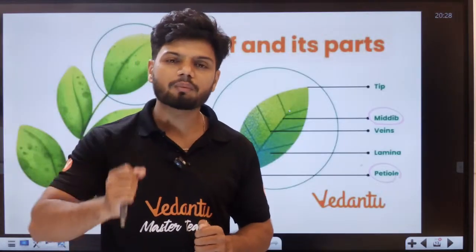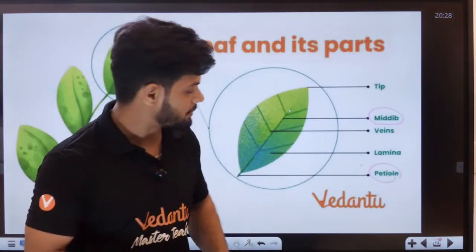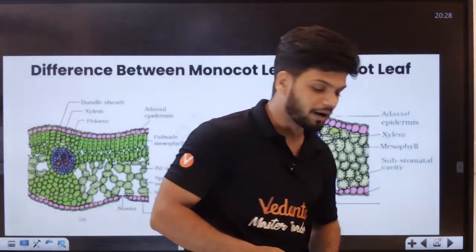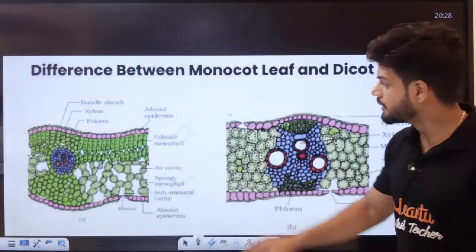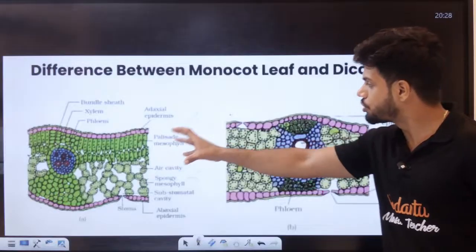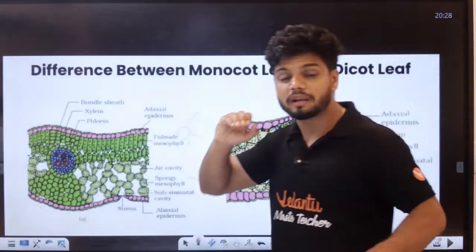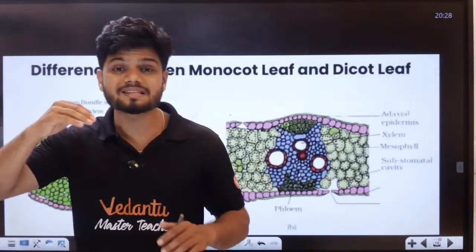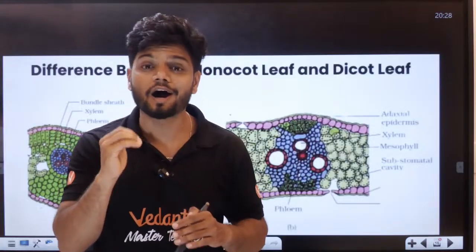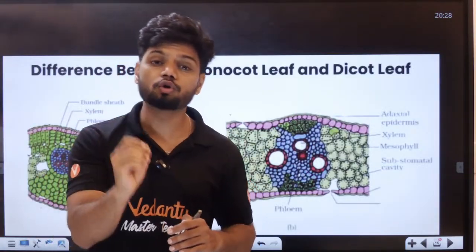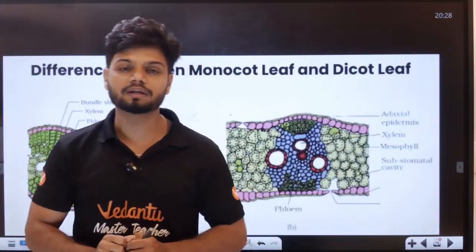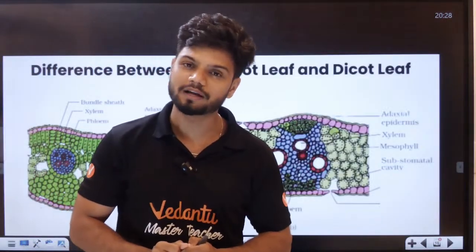Now students, more about the leaf, the anatomy, for example: the entire anatomy, monocot and dicot, how a leaf looks from the inside, how a stem looks from the inside, and how a root looks from the inside. That you will learn in the chapter Anatomy of Flowering Plants.